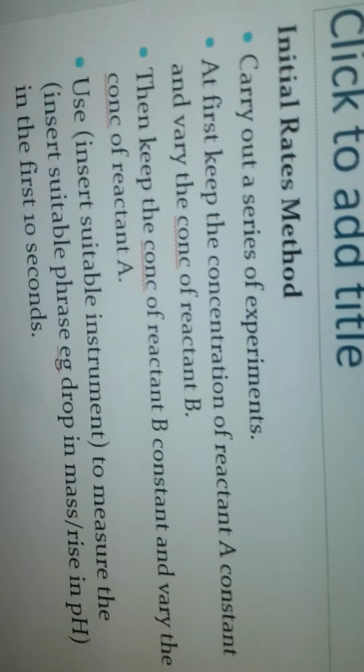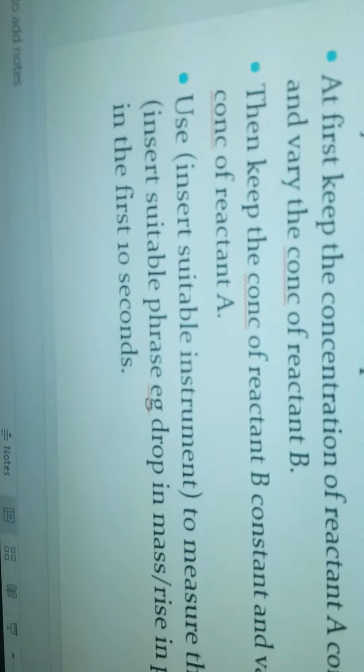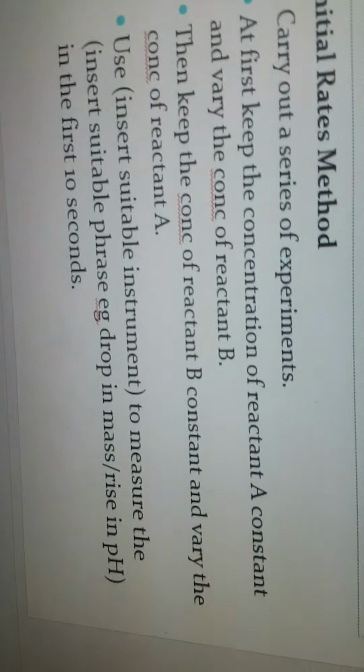Just to try to fully clarify, this is what I mean by the points on those slides. At first, keep A constant and vary the conc of B. You would do a first series of experiments like that. The next series, keep B constant and vary A. You would do a second series of experiments like this. This series would enable you to deduce the order with respect to reactant B. This series with respect to reactant A. And remember, this is the initial rates method we're talking about here, not the continuous monitoring.